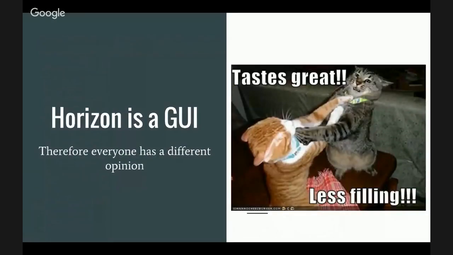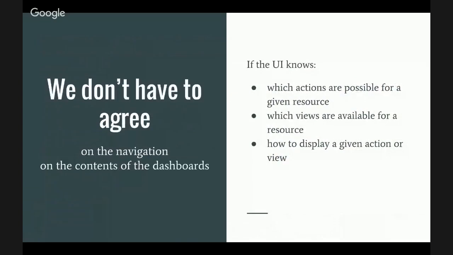So Horizon is a GUI, and so therefore everyone has a different opinion about it. And that's okay. We don't all have to agree on the navigation or even the contents of a specific dashboard. But what's more important is if the UI can know which actions are possible for a given resource, which views are available for a given resource, or even how to display a given action for that resource.